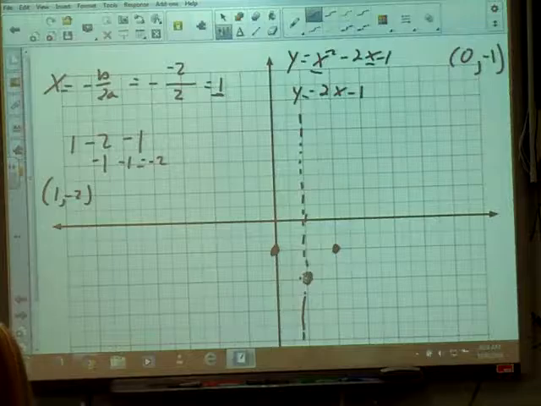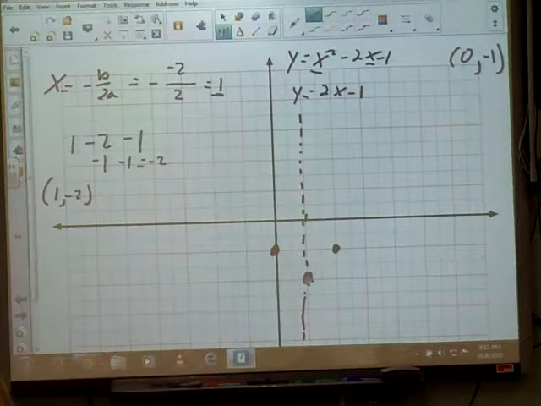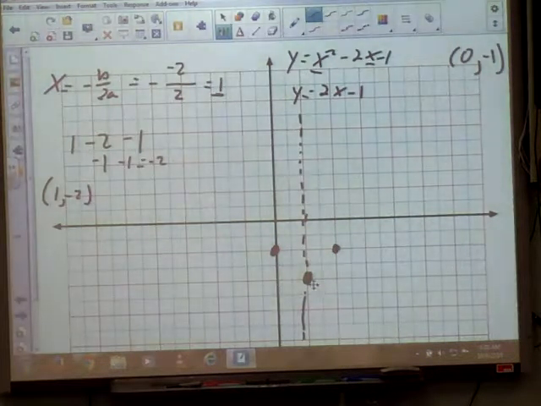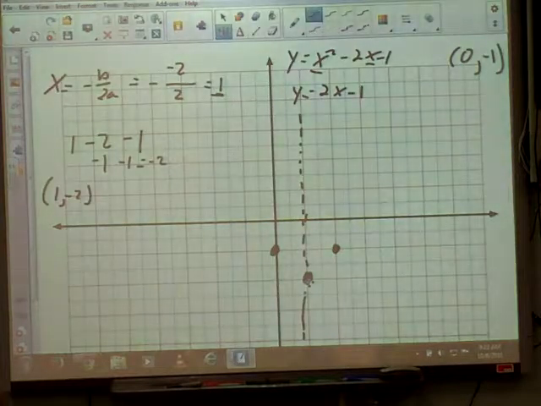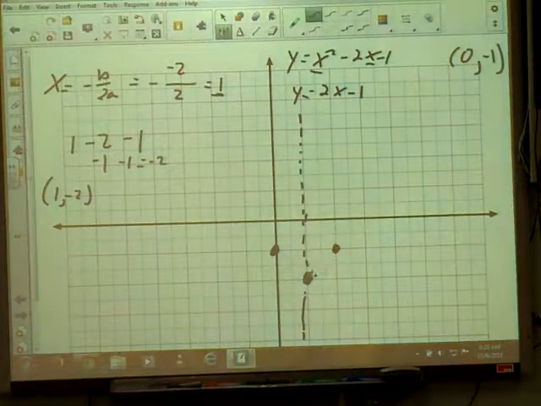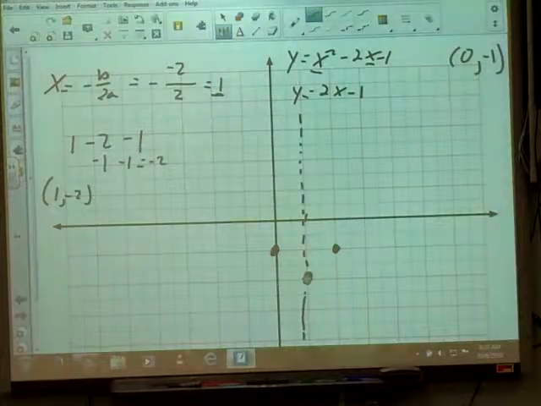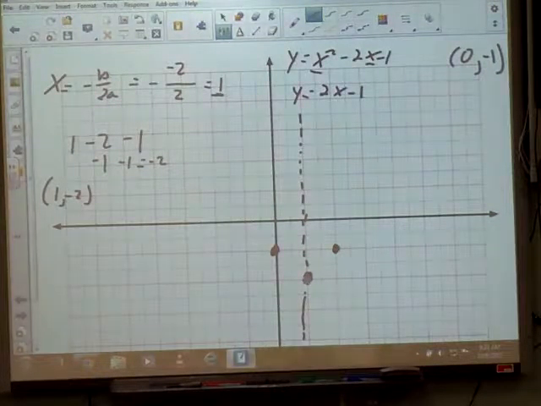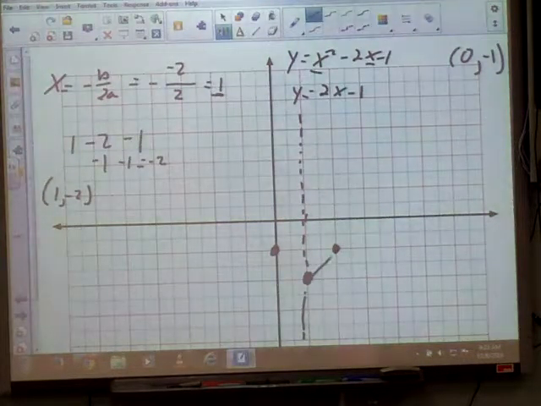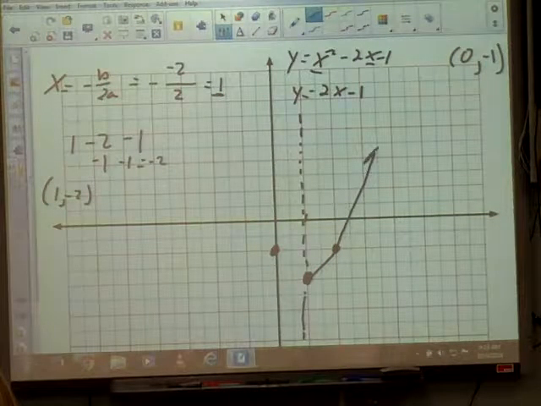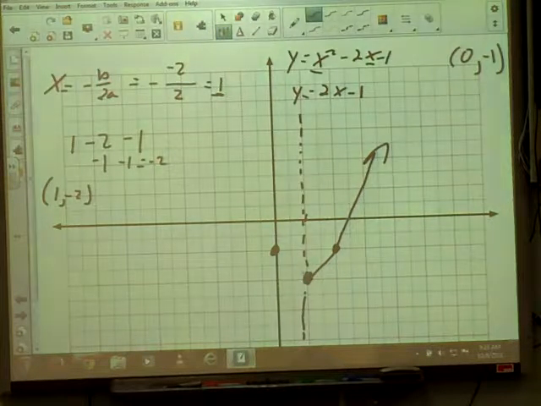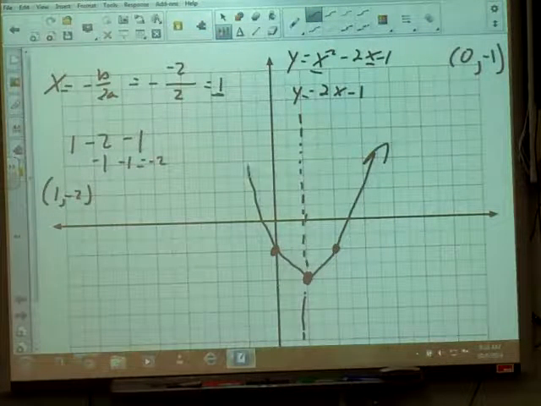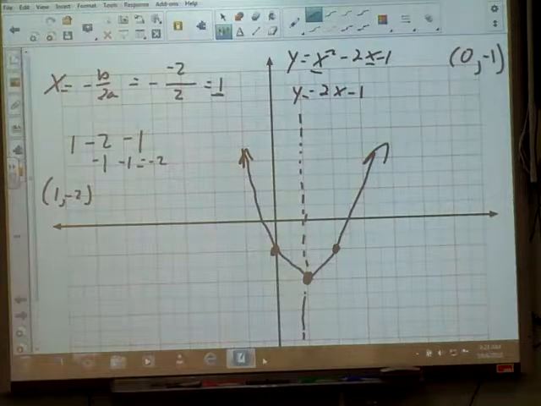Alright, so you've got your points there to draw your parabola. One of the reasons why I'm not going to use graphing very much is it's hard for me to draw that here and keep it precise. I'm trying to find where it's going to intersect a line. I need it to be as precise as possible, and that's hard for me to do here.